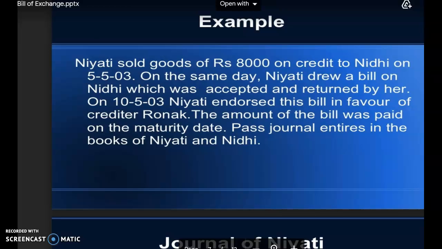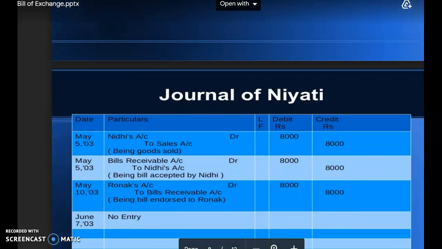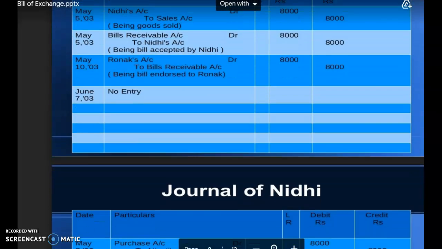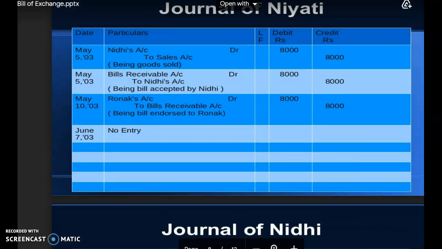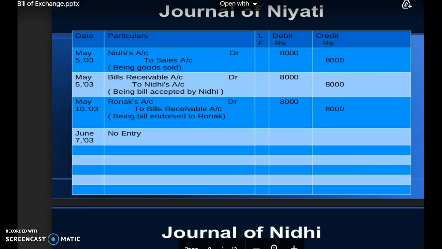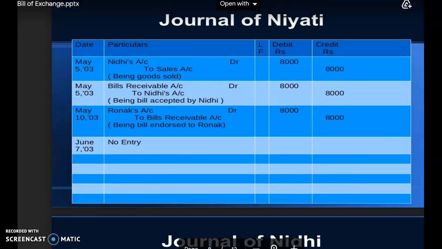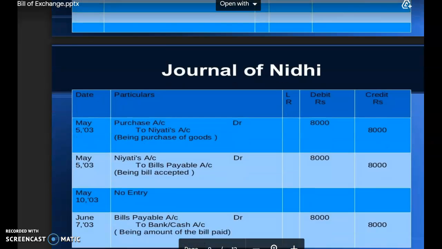Let's understand what journal entries are to be made with reference to this particular example. We will draw the books of the drawer and the drawee, the journal. Here it is mentioned: the journal of Neti, the drawer, and the journal of Nidhi, the drawee. We have to draw the entries simultaneously so that we can understand them very easily. As you all know, the first entry will relate to the sales. In the books of Neti, Neti will record the entry: Nidhi account debit to sales account. Likewise, in the books of Nidhi, as Nidhi is the drawee or the purchaser, she will record the entry: purchase account debit to Neti, with rupees 8,000.